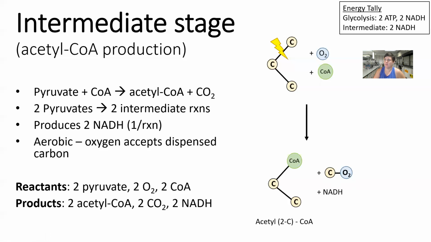Okay, so that is the intermediate stage, or acetyl-coenzyme A production, or pyruvate preparation. It's called a million different things. I call it the intermediate stage. It's sometimes called pyruvate oxidation, because that's technically what you're doing. You're oxidizing pyruvate. Okay, so now we've got acetyl-coenzyme A, and we've got to break it down. How do we do that?